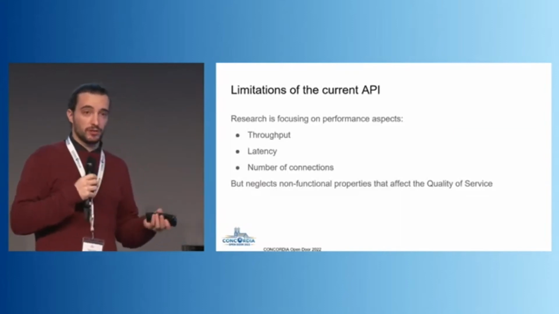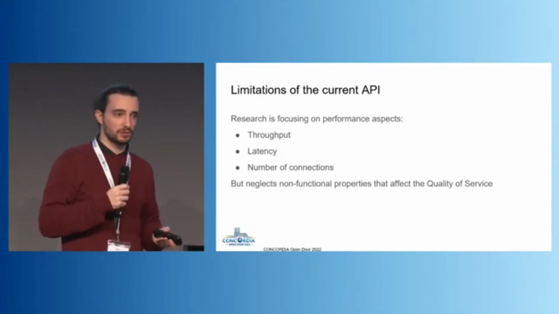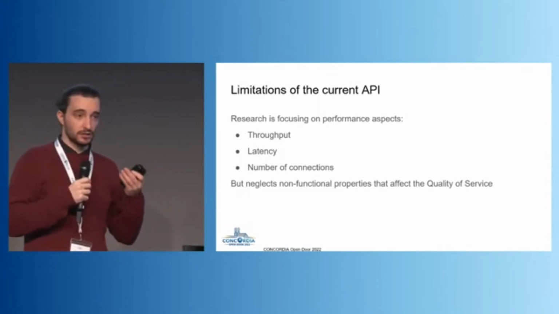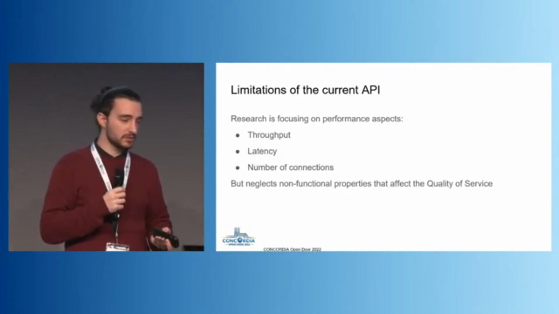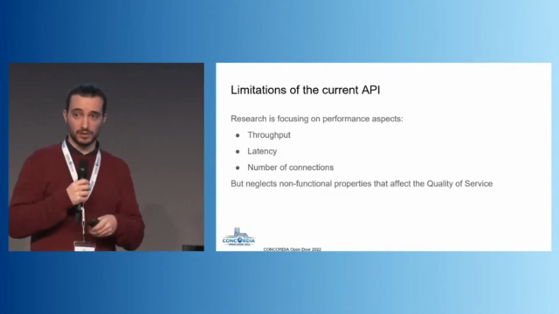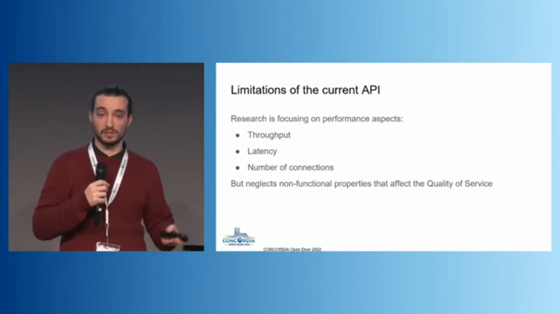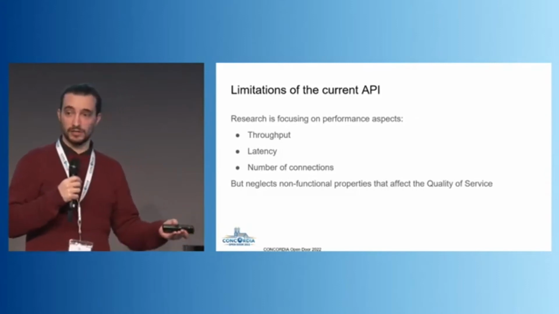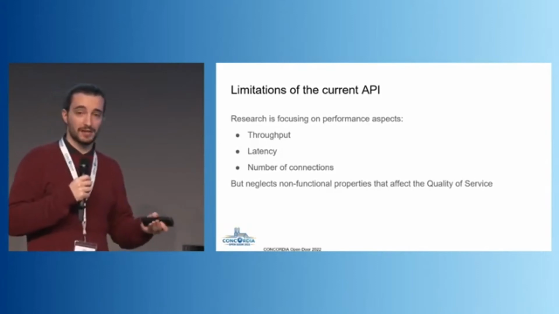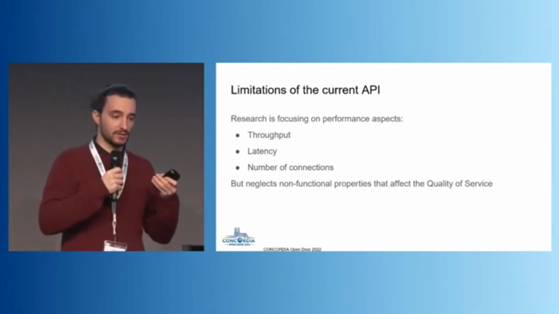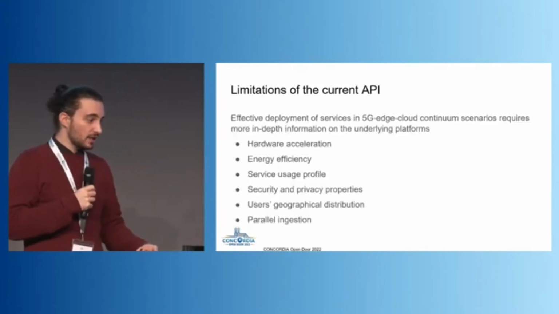The problem with the current implementation of the API is strictly related to the performance of these services, as in the throughput of the network, the latency, the time of response of these services, and the number of connections for the singular cell. But this is not enough for the future generation of services that are deployed on the 5G network. The 5G network becomes a platform for deploying services that are very geographically close to the clients, to the users. We need something more.